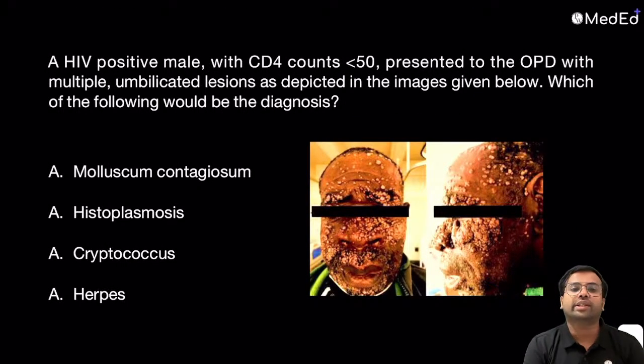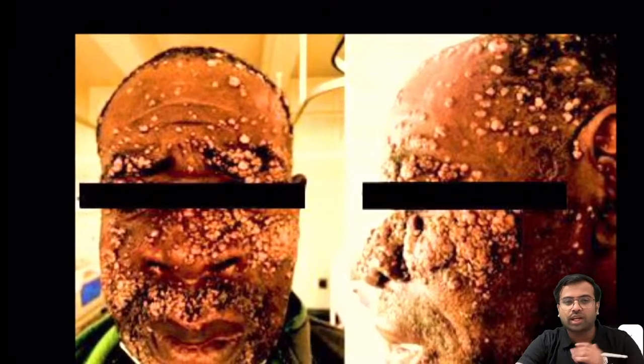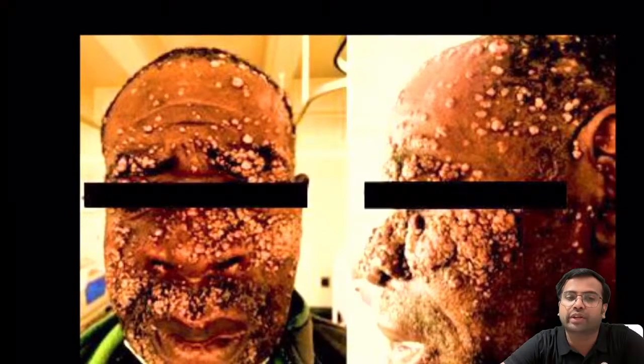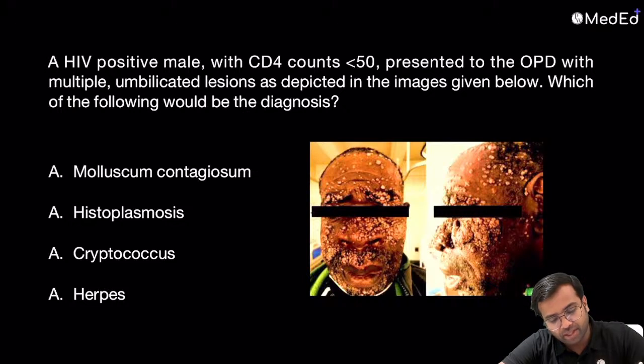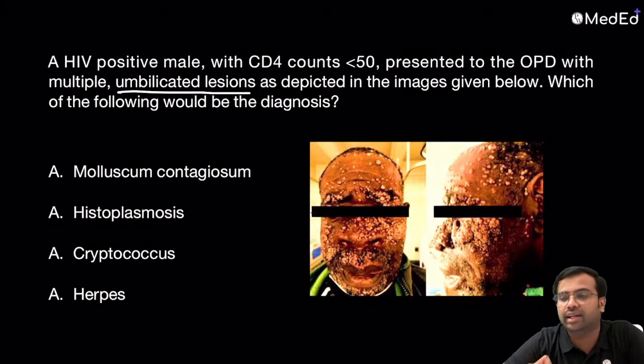A HIV positive male with CD4 counts less than 50 presented to the OPD with multiple umbilicated lesions as shown in the image. See the image? So there is a very severe type of eruption, probably because the patient is immunocompromised. CD4 counts are very less. So you are getting a very severe skin reaction, isn't it? Now here there is a key term which is called umbilicated lesions.